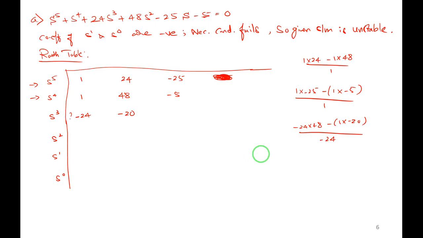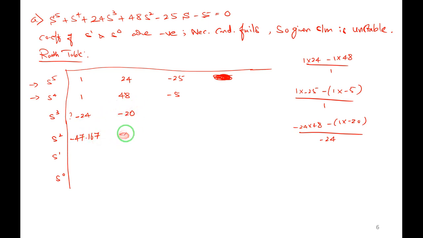Minus 24 into 48, minus 21 into minus 20, close bracket. Minus into minus, it is plus. 1 into 20, calculate this, then divided by minus 24. So I'll be getting 47 point, this entire thing after calculation, I will get minus 47.167. Okay, next.